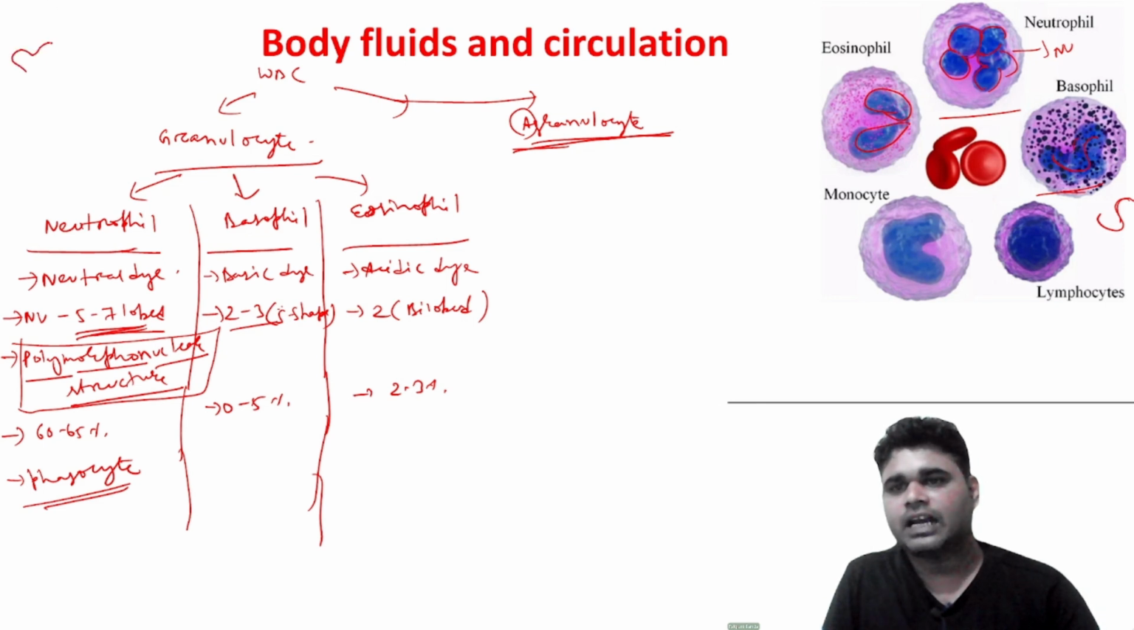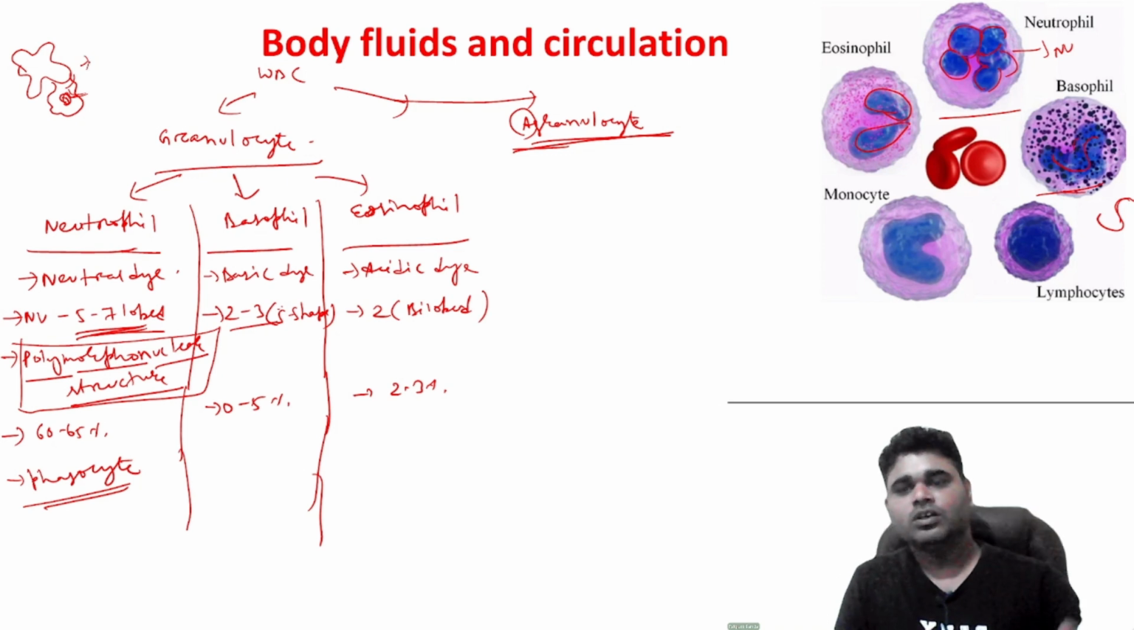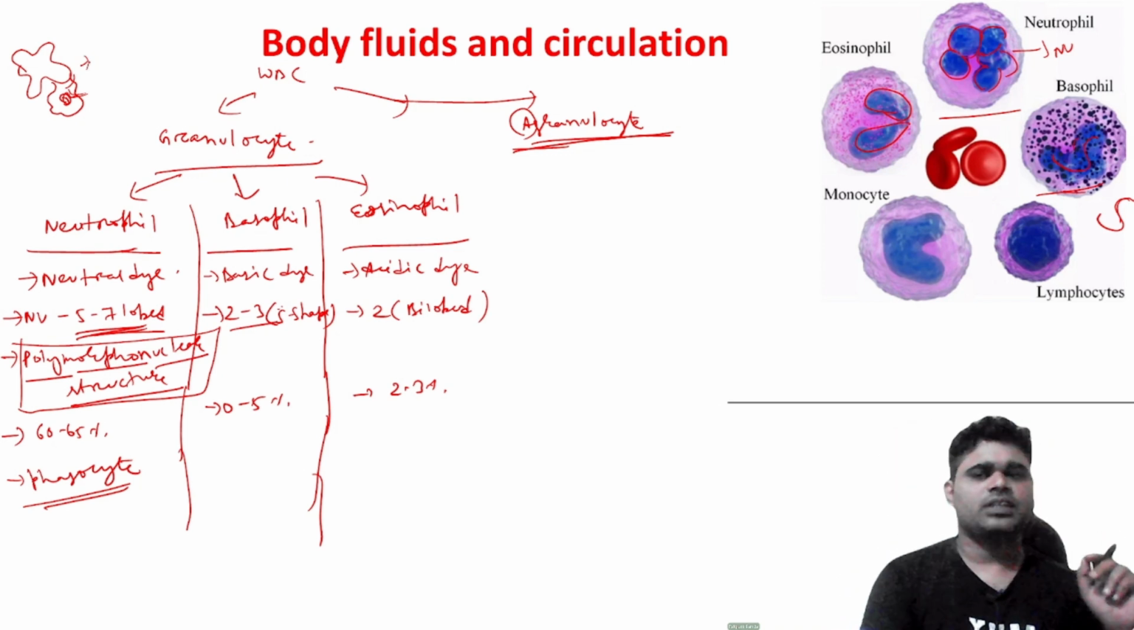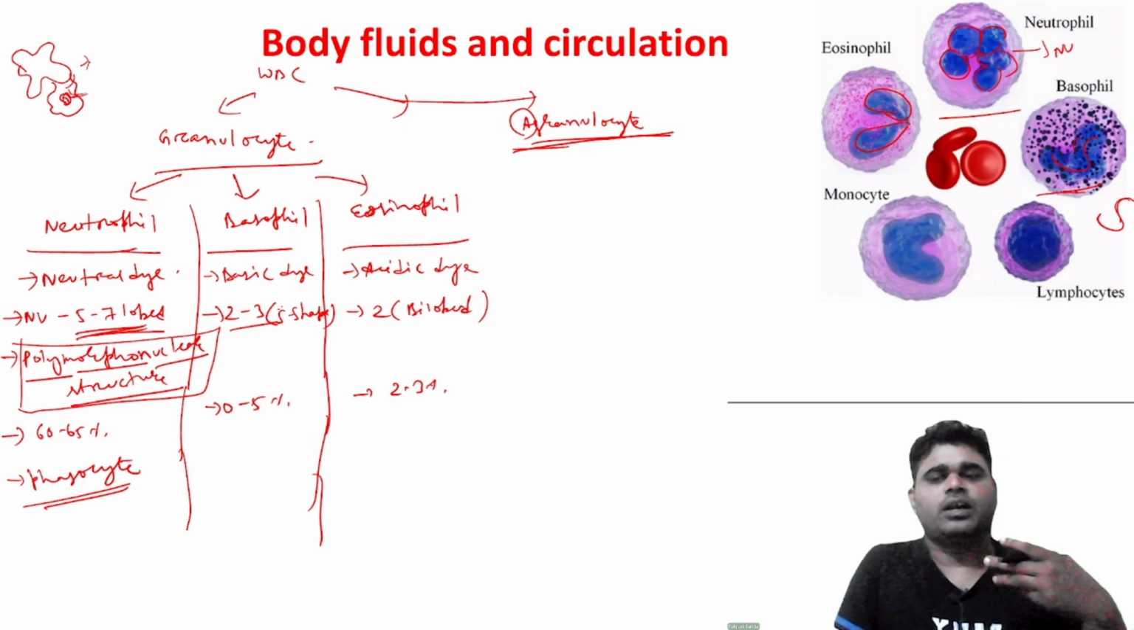Just imagine the amoeba. In the amoeba, they are called the pseudopodia. Let us suppose a food has entered here. So now these pseudopodia engulf this food. This structure is called the engulfing of the food. Like that, the phagocyte, that means the neutrophil, also helps in phagocytosis.